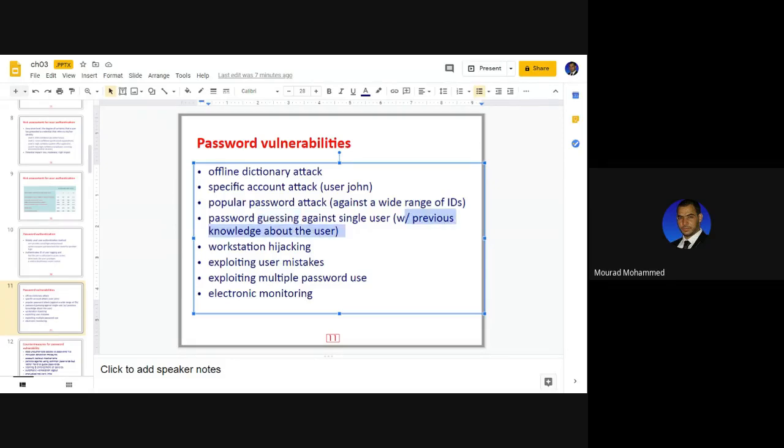it counts on the previous knowledge of the user. This password guessing attack is against a single user, a single account. It counts on the previous knowledge about the user, what I know about you. So I have to utilize that knowledge in order to guess what your password or your credential is. We'll see all of them later on, to avoid explaining them one by one, because all of them you know since the computer security, the digital security course.